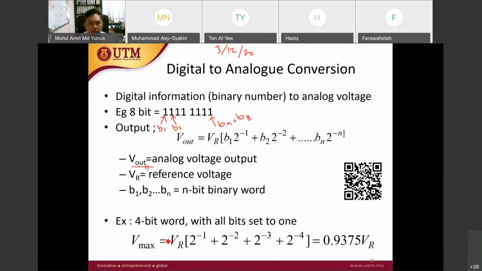So if we have 4-bit words, the maximum voltage output or analog output value at any given time can be given by this estimation, where we assume that the 4-bit word has maximum value 1111. Okay, so we get 0.9375 multiplied with the reference voltage. The reference voltage usually can be in the range of negative 15 to positive 15, depending on the type of the digital to analog converter.